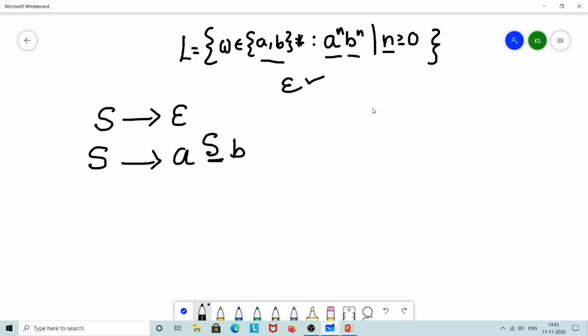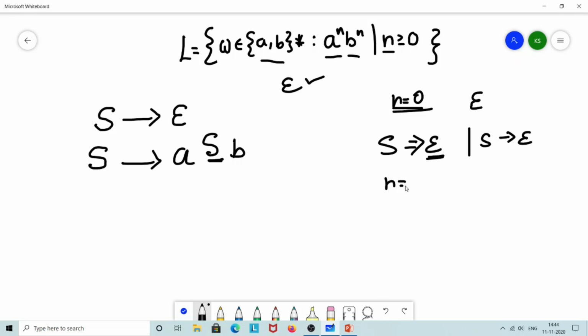Okay, so let us consider a few examples. What if n is equal to 0? If n is equal to 0, then the string is epsilon. So I can directly derive epsilon using S by applying the rule S gives epsilon, right? So this is obtained.